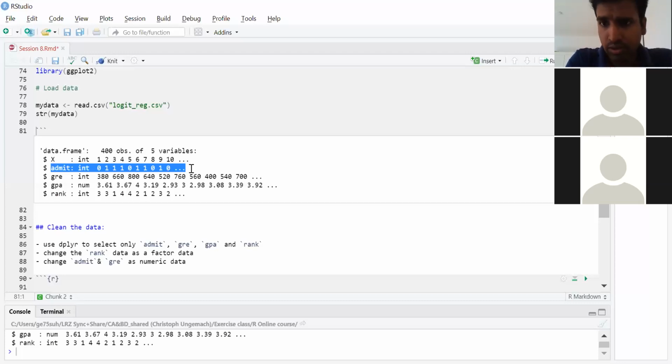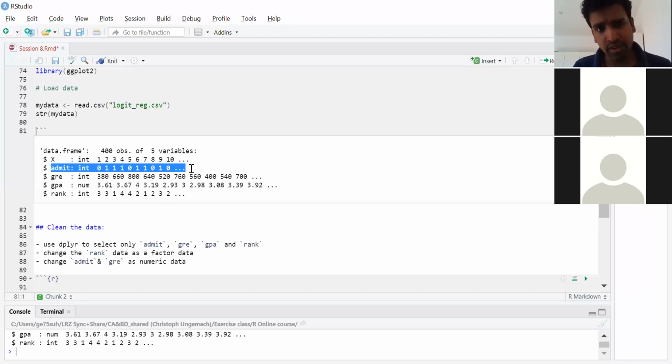GRE is the score that you get in the competitive exam, like an aptitude test score, and then GPA is your undergraduate GPA, like your school GPA, and then the rank is for what kind of college that you study in. Whether you study in a top ranked college, tier 1, tier 2, tier 3, tier 4 college. So there are 4 categories here.